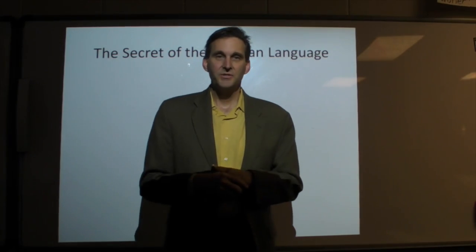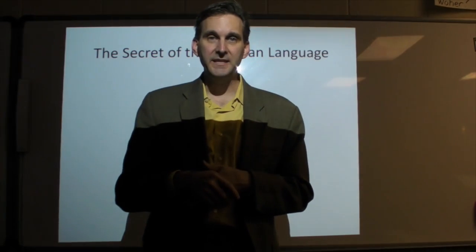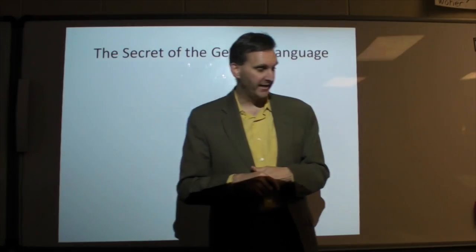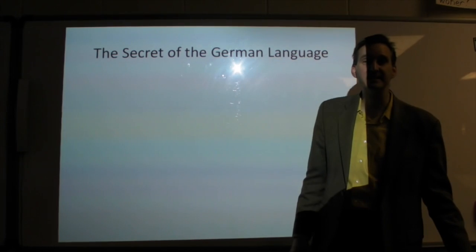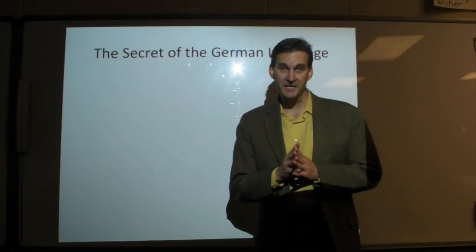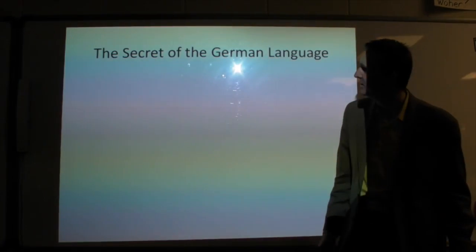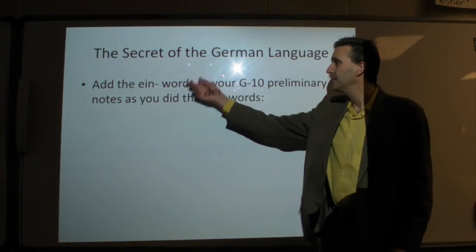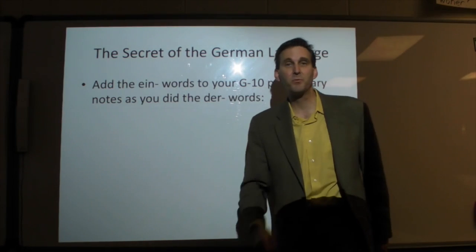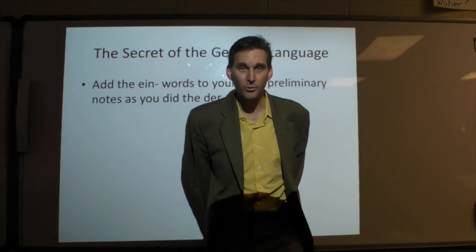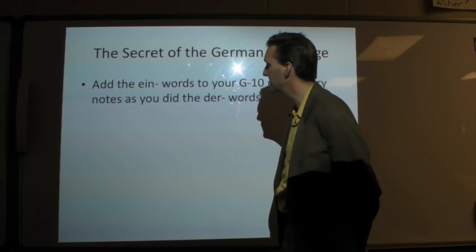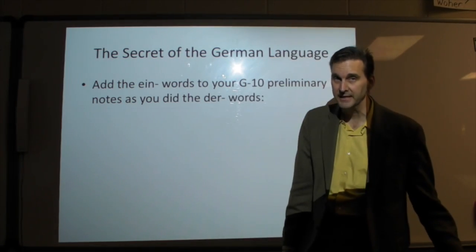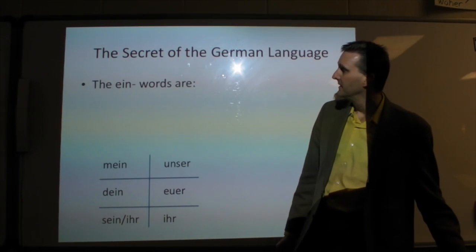Guten Tag. So this is lesson 4 of the series, The Secret of the German Language, about cases and genders. Today, we are going to get into something called little orphaned endings. So, watch this. If you are taking notes, you can add these following ein words. You remember we had a list of 6 der words. Now these are going to be some ein words to add to your list, and they function slightly differently than the der words.